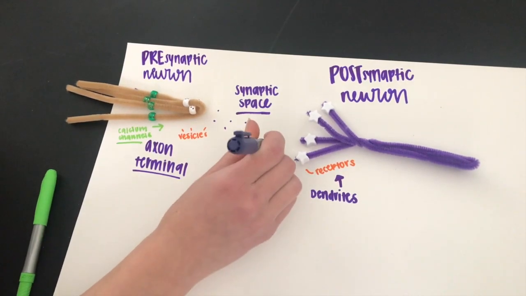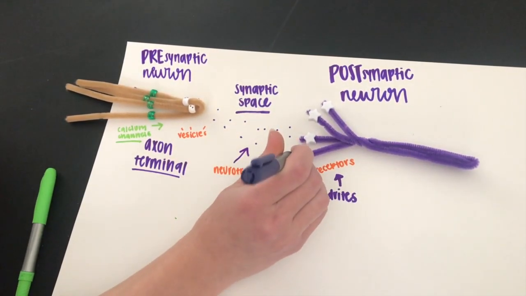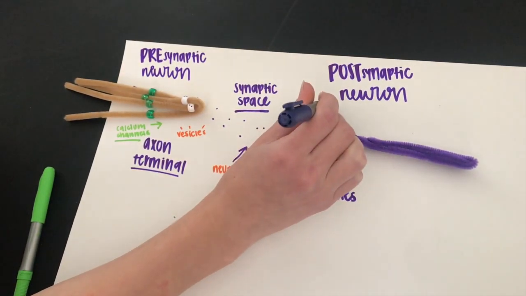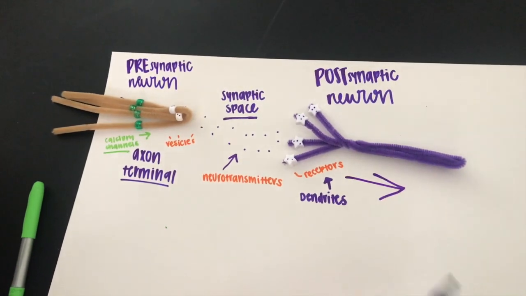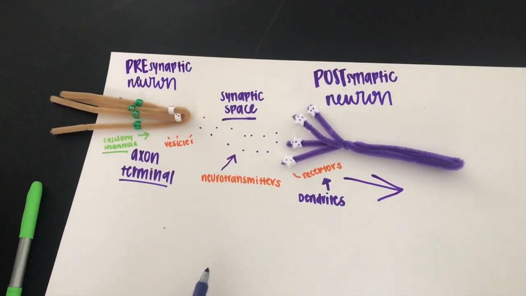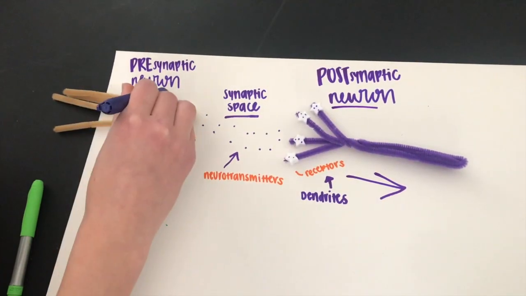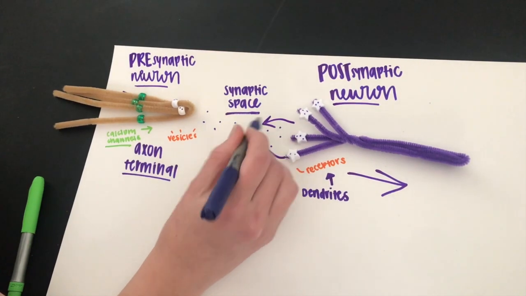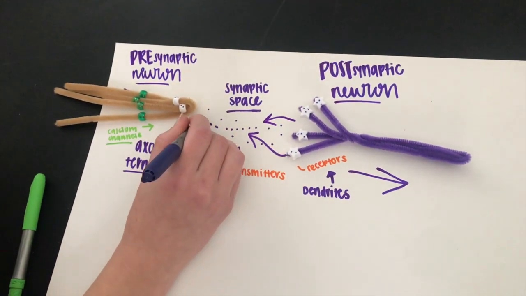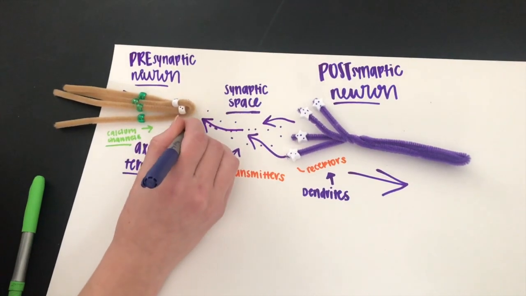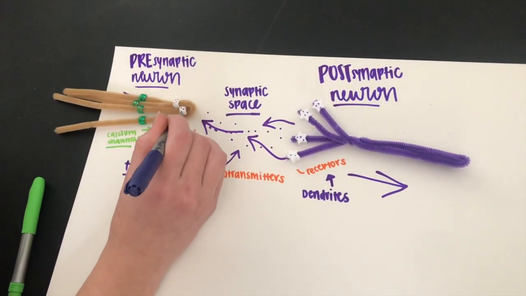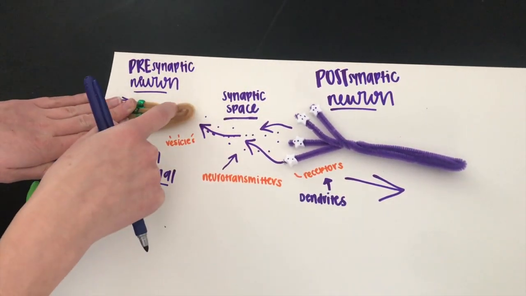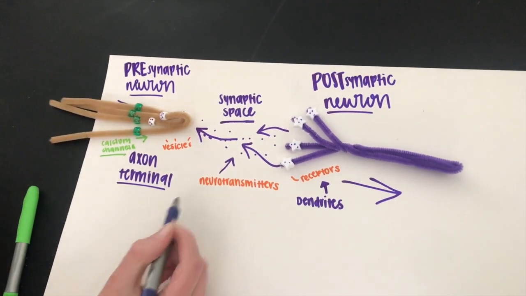The neurotransmitters move across the synaptic space and bind to the receptors, a special protein which is located on the postsynaptic neuron. After the action potential signal is started on the postsynaptic neuron, so the second neuron that's now getting the signal, the neurotransmitter is then released into the synaptic space. Some neurotransmitters are degraded by enzymes, and others go back into the presynaptic neuron through transporter proteins, where they are packaged back into vesicles to prepare for the next action potential. This cycle continues to repeat.